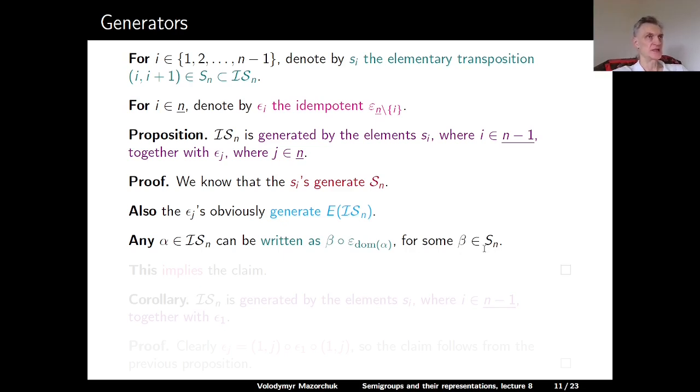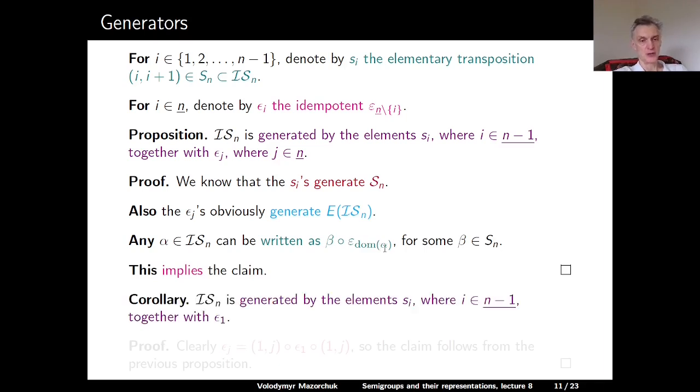So any alpha is a partial bijection from a subset to a subset. We can extend it to a bijection from the whole set to the set, and then we should multiply this extended bijection on the right with the idempotent which projects onto the domain of alpha. And of course this implies the claim. Corollary.